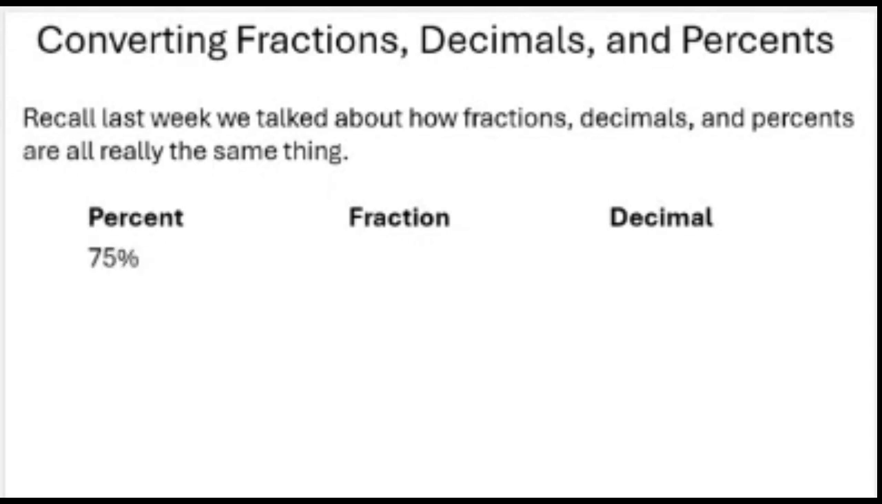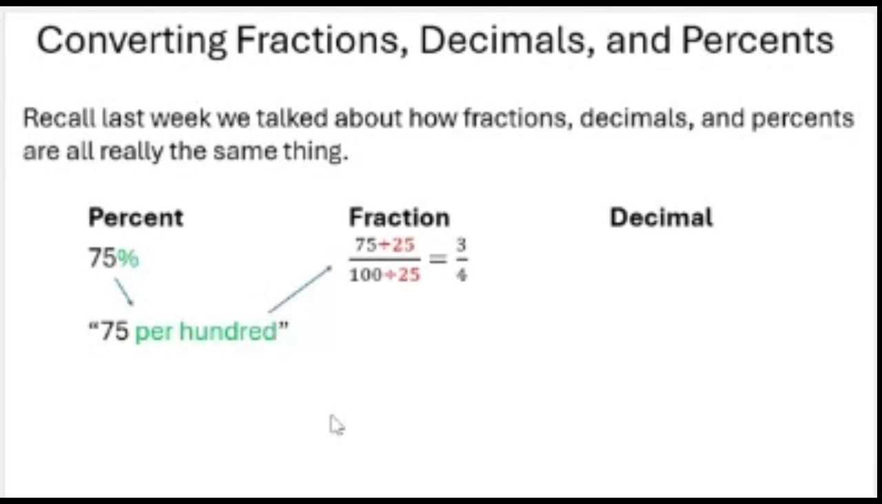So for example, just reminding ourselves that all three of these things are really the same. Percents, fractions, and decimals are all the same thing, because 75%, that percent means per hundred, because cent is Latin for 100. So as a fraction, 75 per 100. That's literally the translation from a percent to a fraction. And of course, we always reduce. So you might notice that 25 goes into both 75 and 100. So we divide top and bottom by 25. And that gives us 3 over 4.